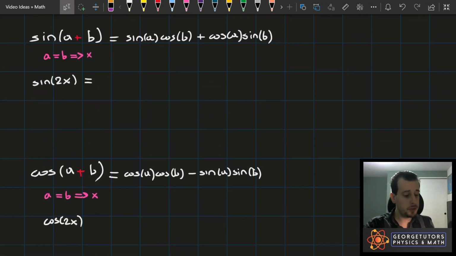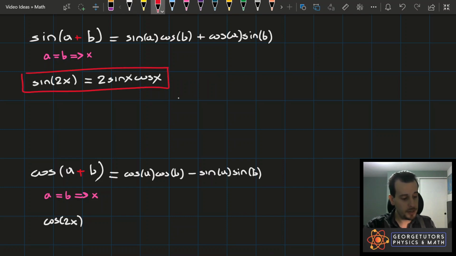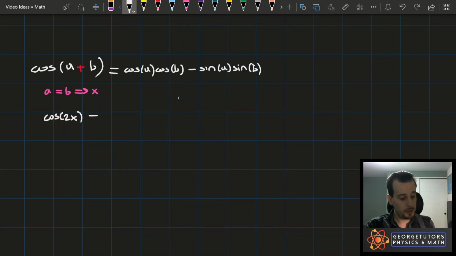So to develop these, I just have to make the substitution on the right-hand side of A and B equaling x, and that will get me sine of x, cosine of x there, plus cosine of x, sine of x. Obviously, I think you can see that that means we're going to simply get 2 sine x cosine of x. This is a very important identity for integrating products of sine and cosine. So is this one, of course, that we're going to develop right now.